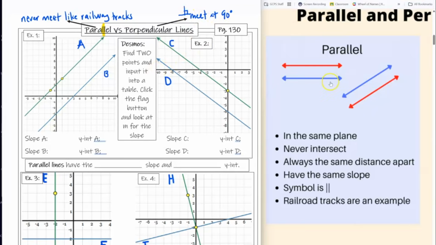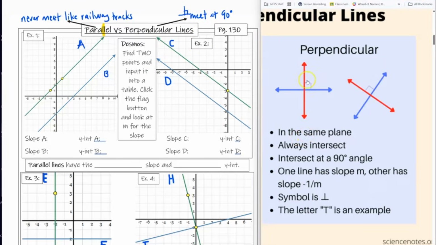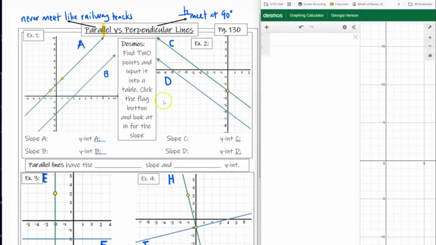All right, so now that we know the official definitions, this is what they look like. They meet at 90 degrees, always in the same plane. They always intersect at 90. One slope has M, the other slope has that. This is the symbol. All right, so don't worry about that. We're going to prove that in just a second.